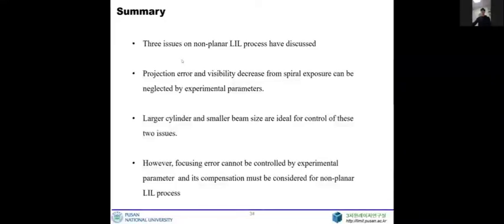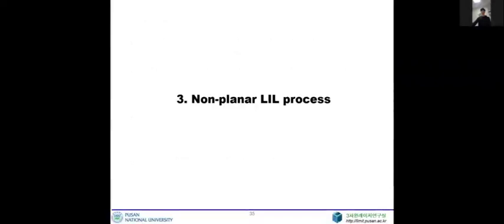In summary, three issues on the non-planar LIR process have been discussed, and they can be controlled by proper parameter setting. However, focusing error must be compensated by an additional setup. Next, I will present the experimental section for cylindrical mold fabrication.